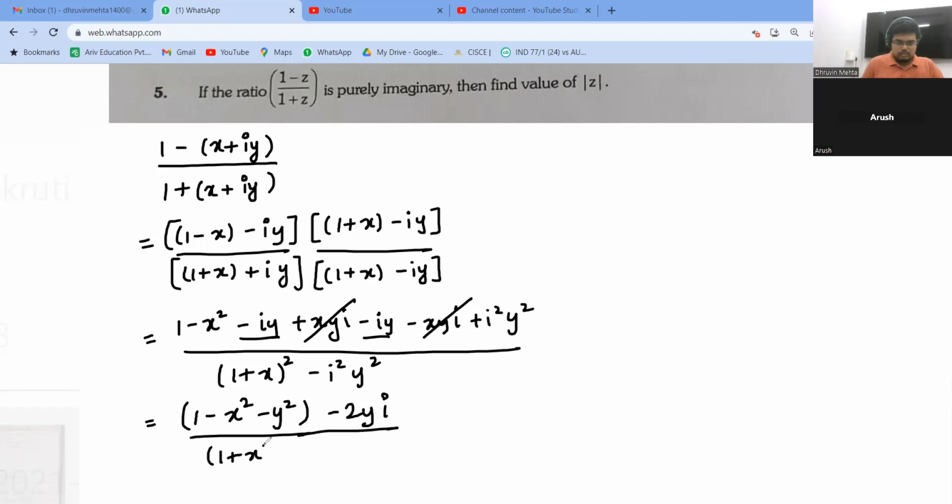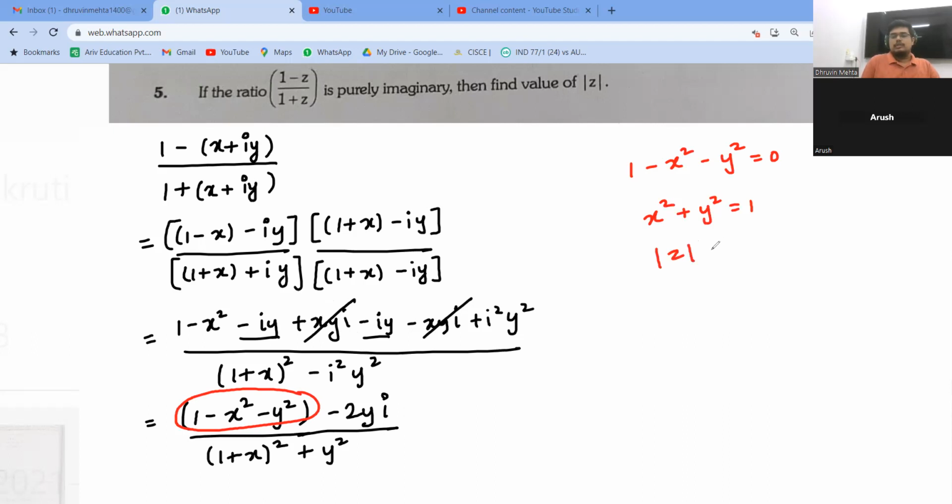Yes, sir. They've written this is a purely imaginary number, Arush. What does this mean? Sir, the real part will be 0. So 1 minus x square minus y square is 0, which means x square plus y square is 1. So modulus of z is 1. Yes, sir.